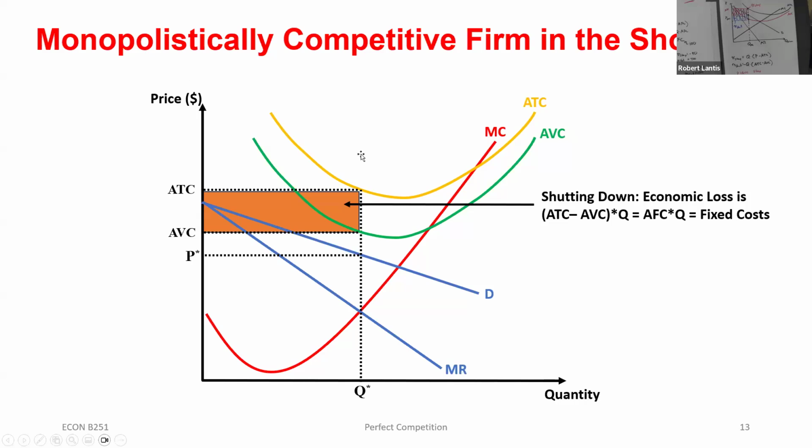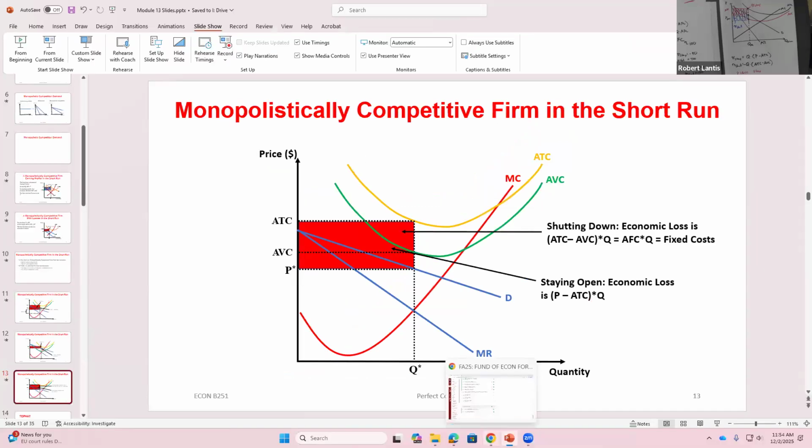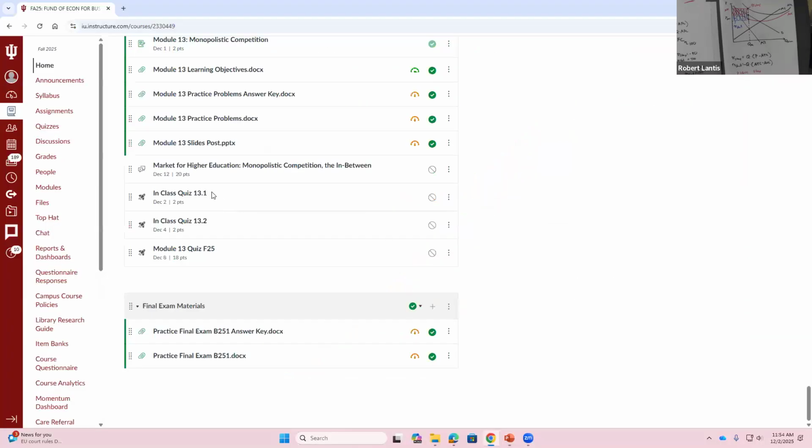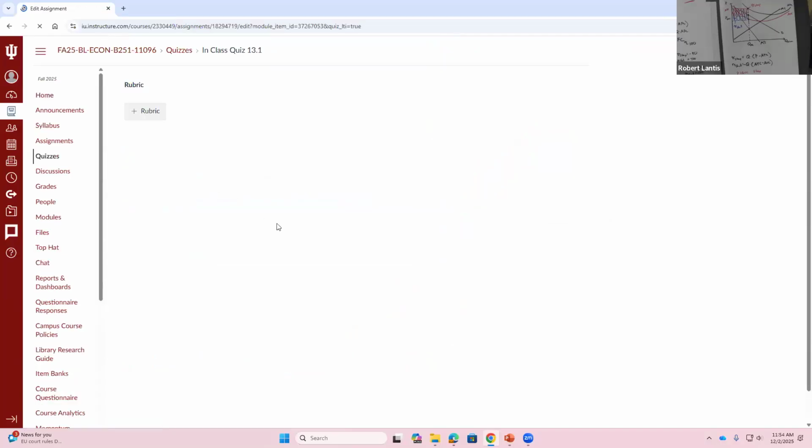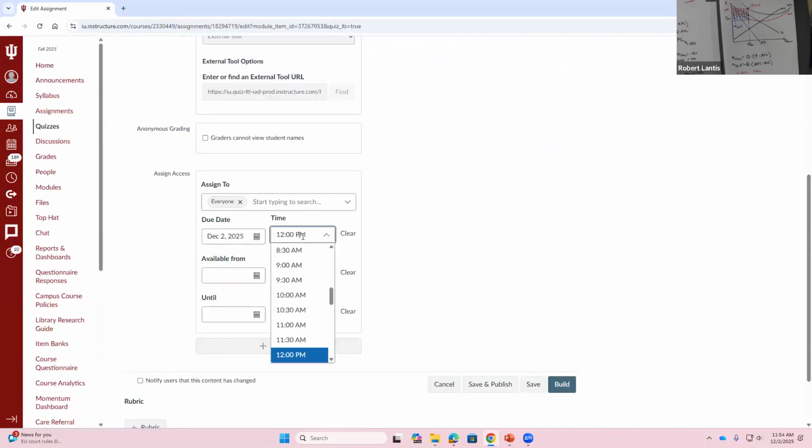Okay? So similar ideas that we talked about with perfectly competitive firms. Let me see here what I have this set to be. We'll extend this out to be a little bit later. This should be relatively easy, so I don't think it'll take too much time.